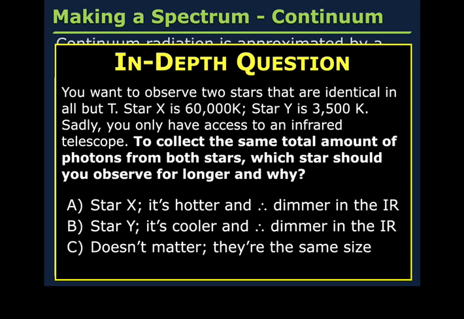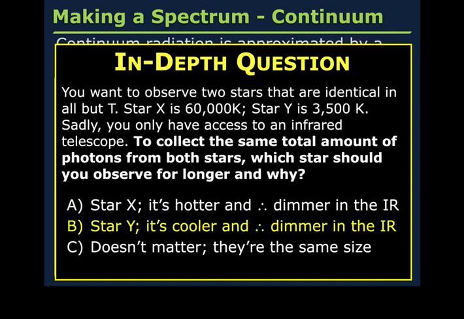To collect the same total amount of photons from both stars, which of these stars should you observe for longer and why? Do you want to observe star X for longer because it's hotter and therefore it's dimmer in the infrared? Do you want to observe star Y for longer because it's colder and therefore dimmer in the infrared? Or does it totally not matter? The stars are the same size, we don't care. So think about this for a second, maybe rewind for a second, look back at the shapes and the relative energies emitted by those different continua, and then come back and we'll head on to the answer.